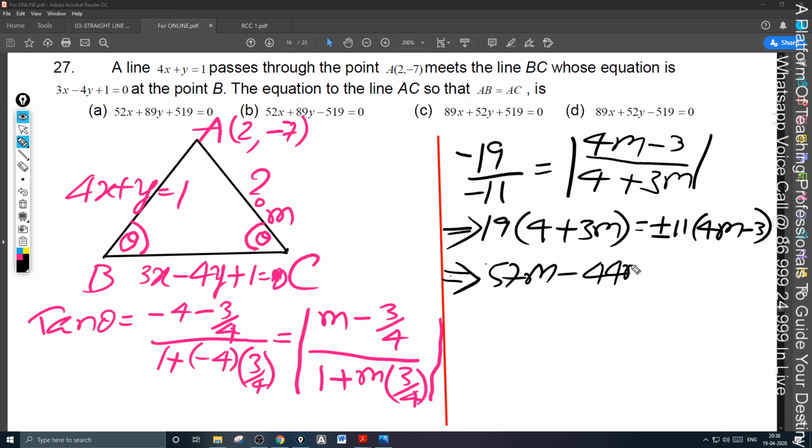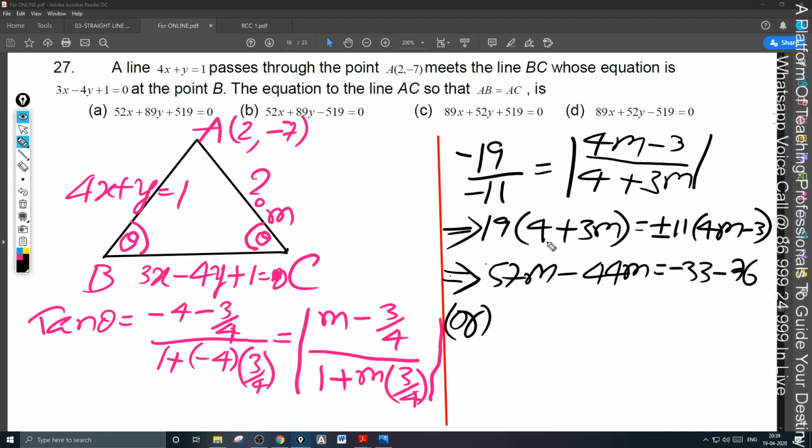If you take plus, this is 44m. This is 57m minus 44m is equal to minus 33 minus 19 fours, 76. I don't think you'll get m from this one.